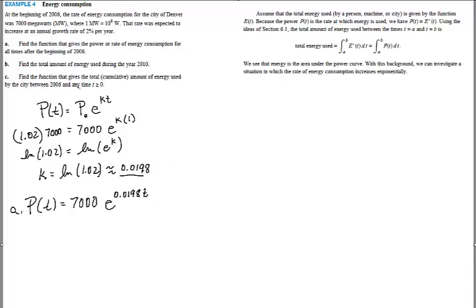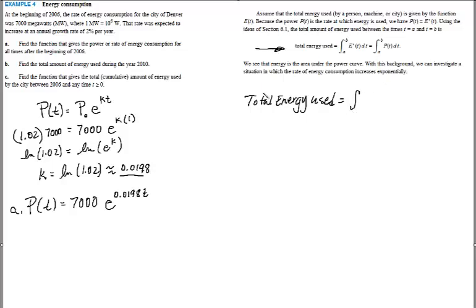Question B wants me to find the total amount of energy used, and they give us this equation here to tell us the total amount of energy used. So I'm going to say total energy used is going to be this integral of my power function.